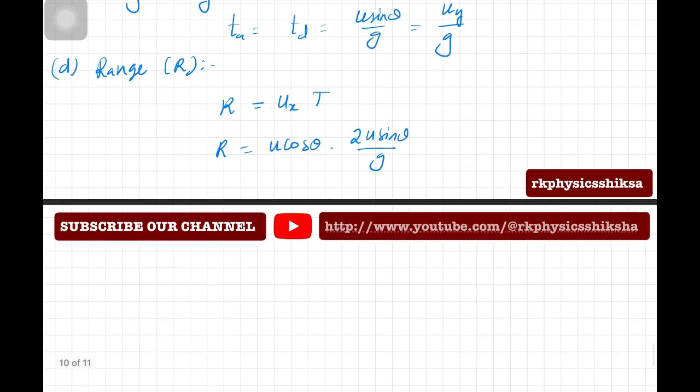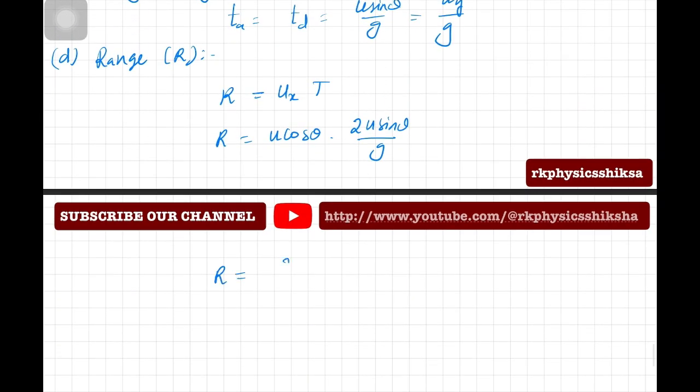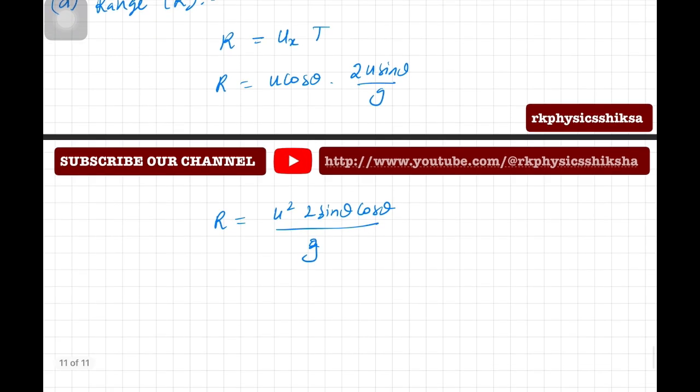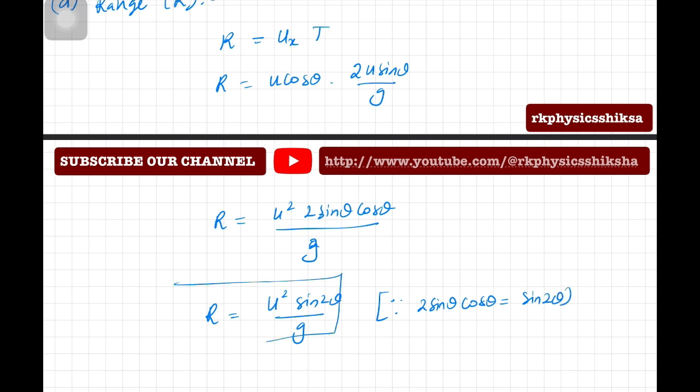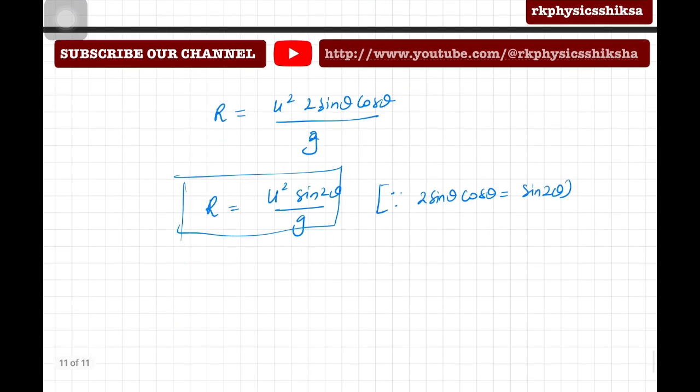From which I can write range of the projectile r is equal to u square into 2 sine theta cos theta divided by g, from which I can write range of the projectile r is equal to u square sine 2 theta by g, since 2 sine theta cos theta is equal to sine 2 theta is the formula. So this is the formula for range.